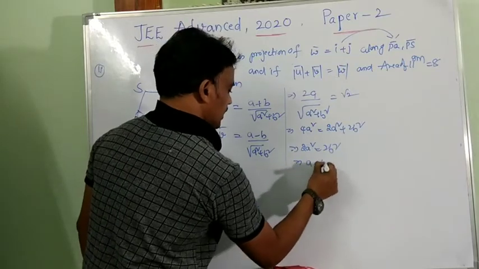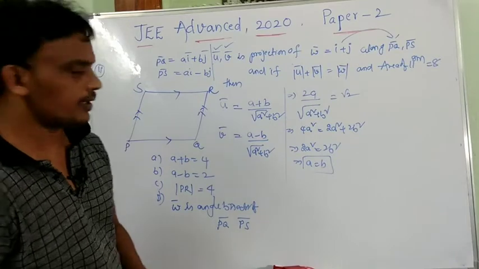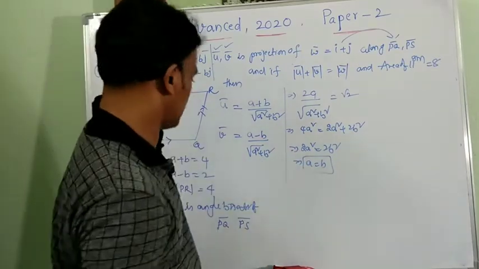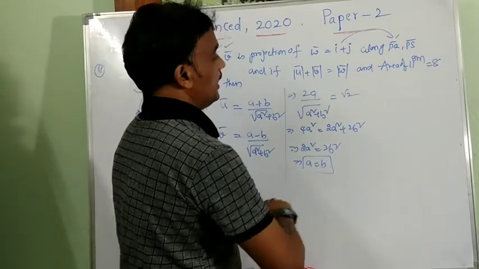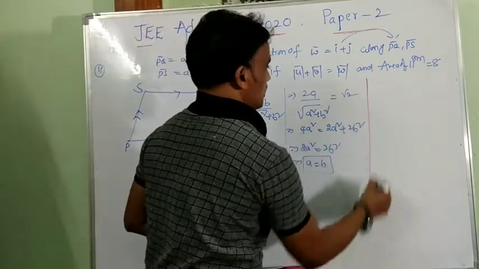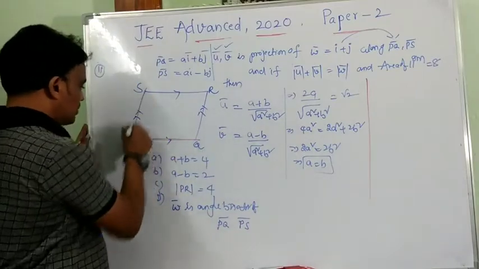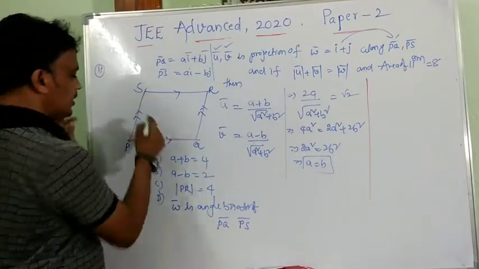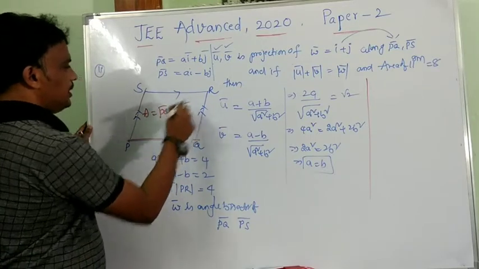That means you can write A equals B for A greater than 0, B greater than 0. Right? A equals B. Yes. And one more condition we are going to get: the area of the parallelogram is 8. What is the area of the parallelogram? It is PQ cross PS when adjacent sides are given. So its area is PQ cross PS.